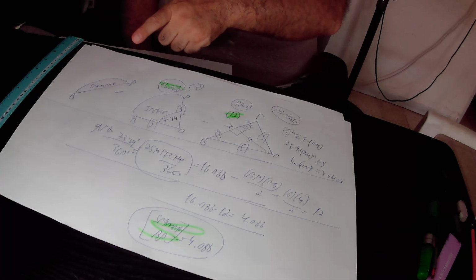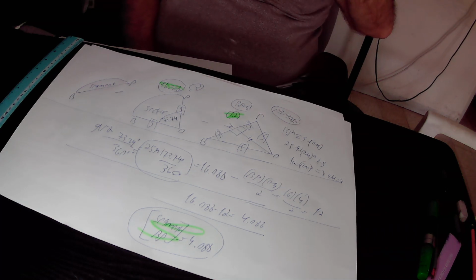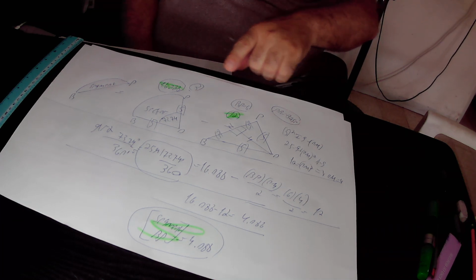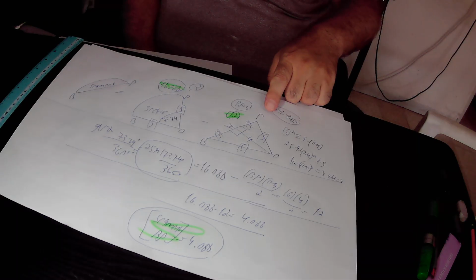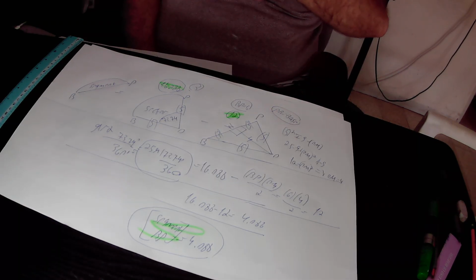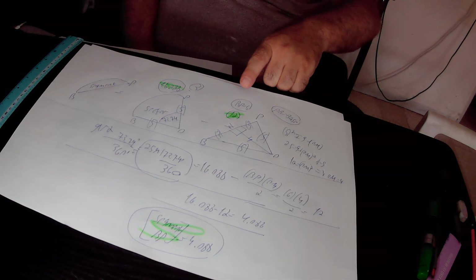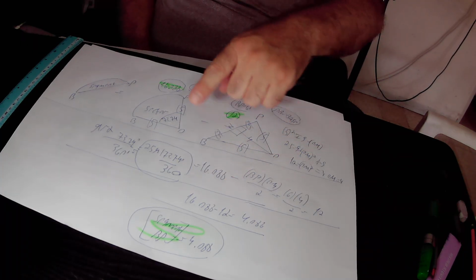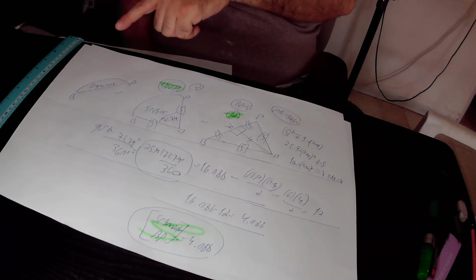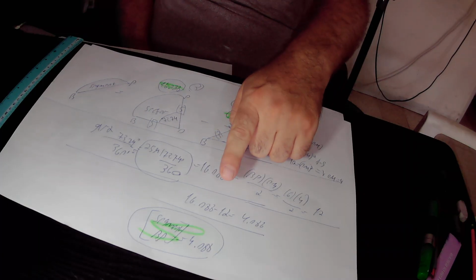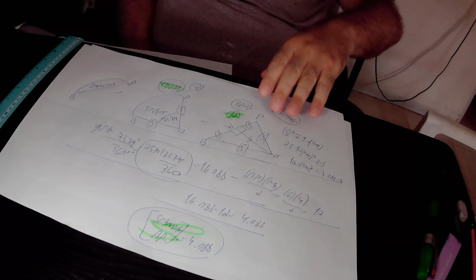Now the area of segment BP equals the area of sector POB, that is 16.088, minus the area of the isosceles triangle POB, that is 12. 16.088 minus 12 is 4.088. So in total we find that the area of this segment BP is equal to 4.088 square units in size.